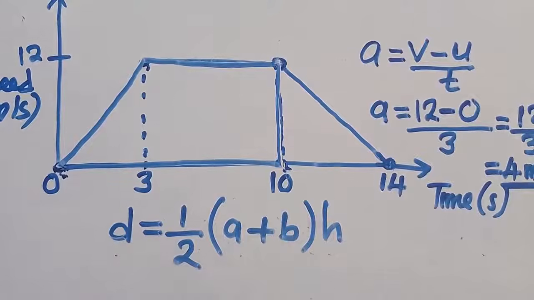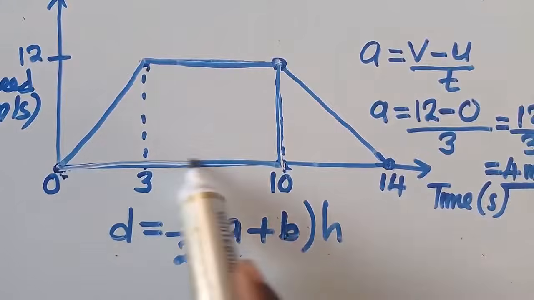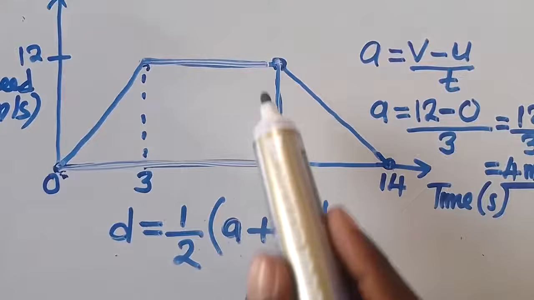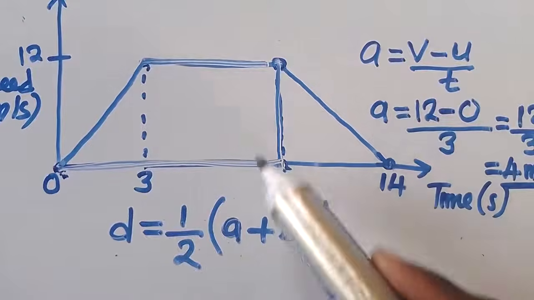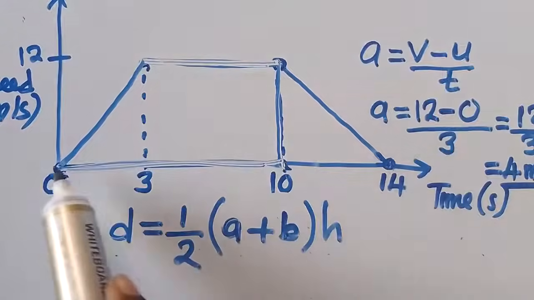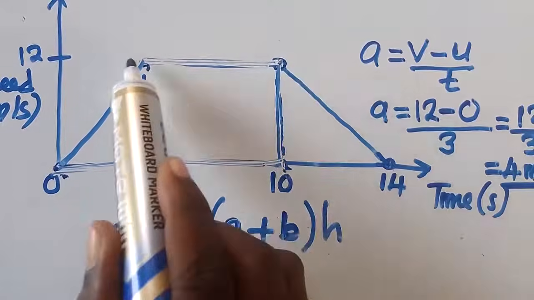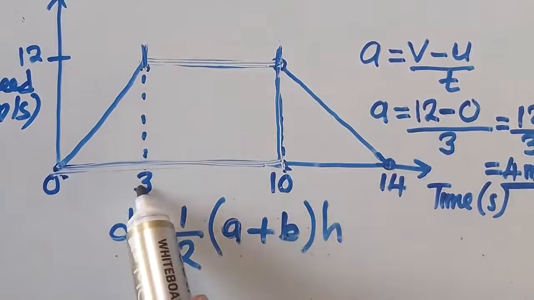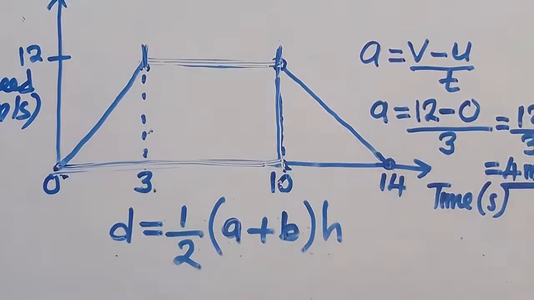This is the formula for trapezium, where A and B are these two sides which are parallel. This side and that other side. So you need to notice two sides which are parallel. So that is your A from there to there. What's the difference there? From there to there, here we've got 10, 3. So 10 minus 3 is 7. So the difference there is 7.